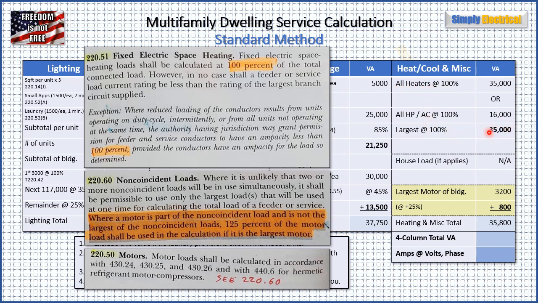So this figure does not factor into the equation at all. Okay, now we're going to take a slight tangent for a moment. We'll come back to this section over here, this last sentence of 220.60.